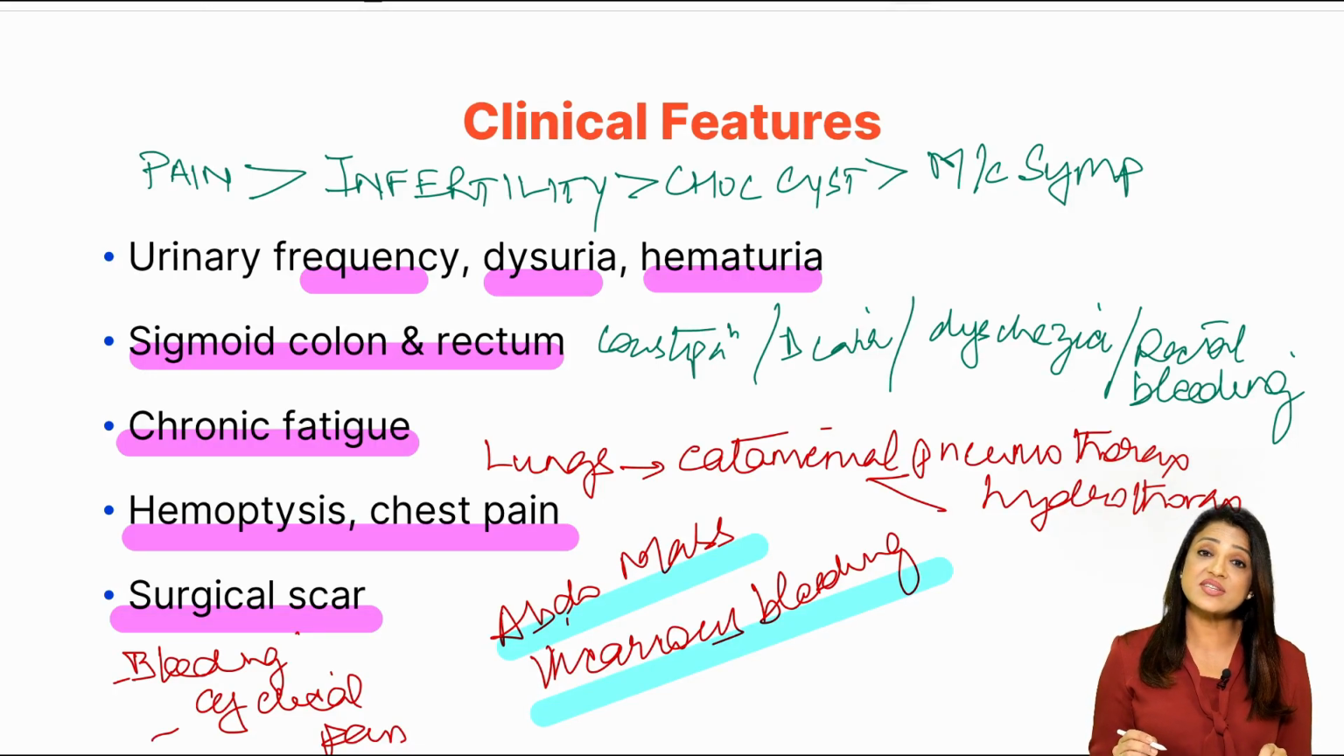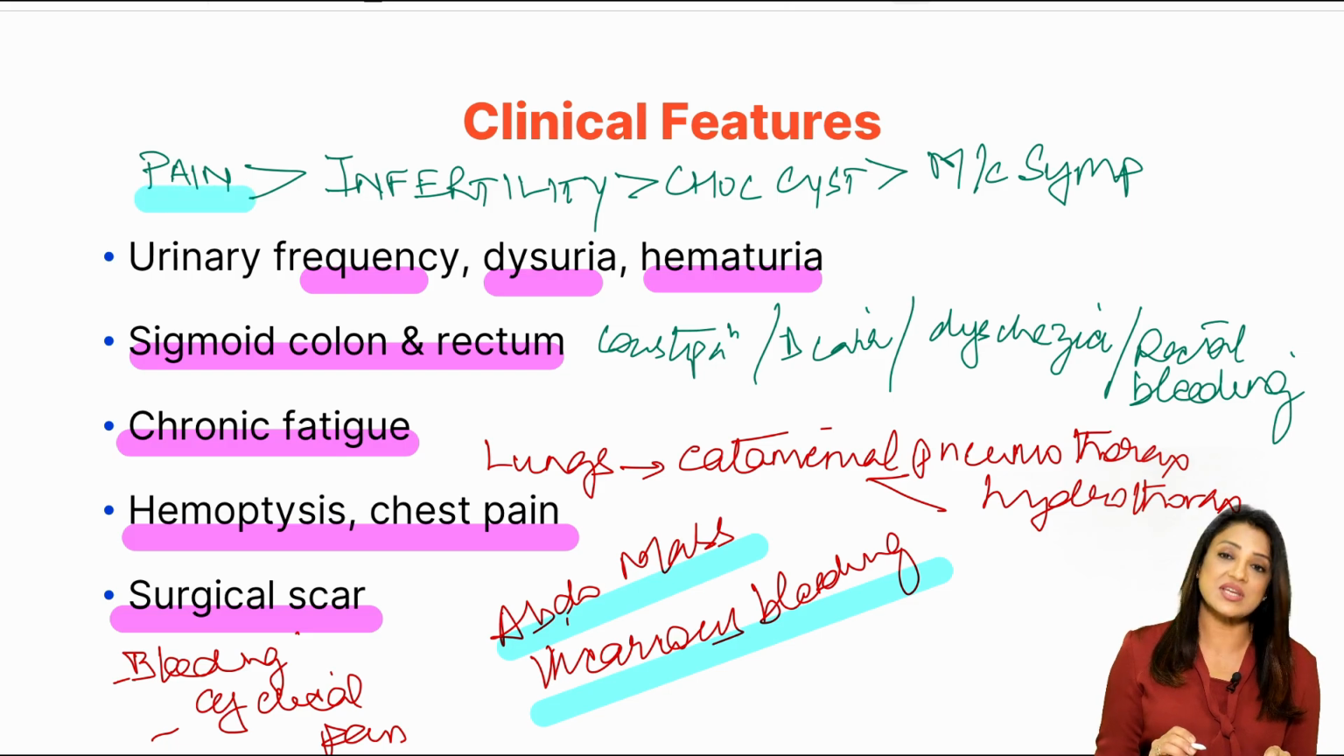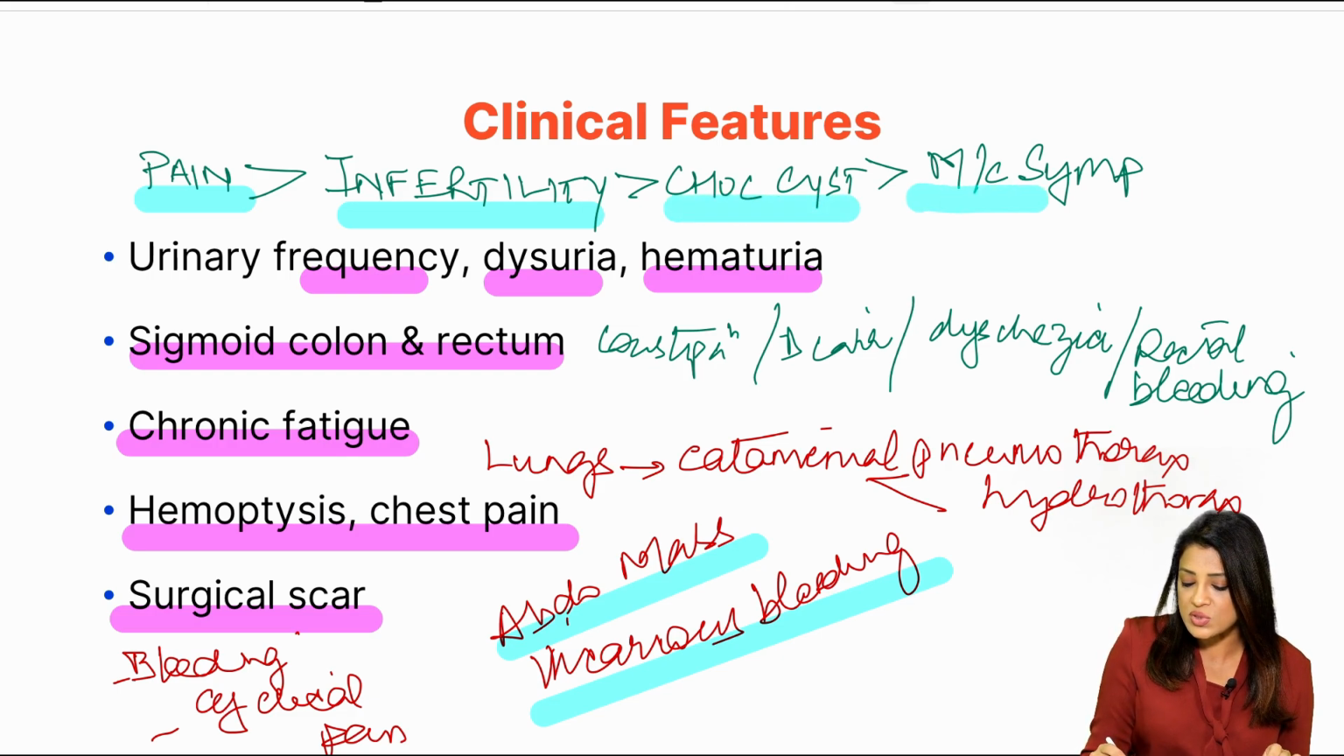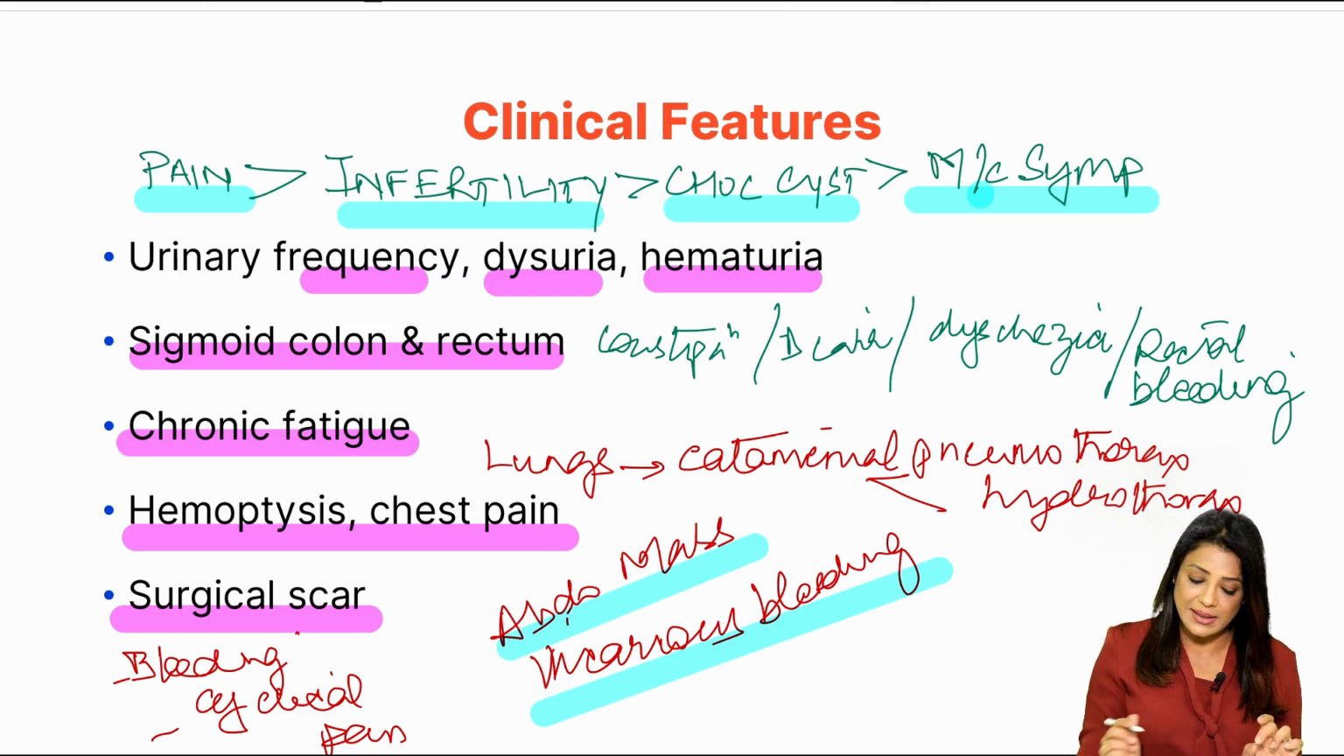If we have to arrange the symptoms in decreasing order, how will we arrange them? First of all, it is pain. As I told you, 70% will have secondary dysmenorrhea. Then comes infertility, then comes chocolate cyst, and then comes the menstrual symptoms. MC means menstrual cycle. So pain followed by infertility, followed by chocolate cyst, and then followed by the menstrual symptoms.